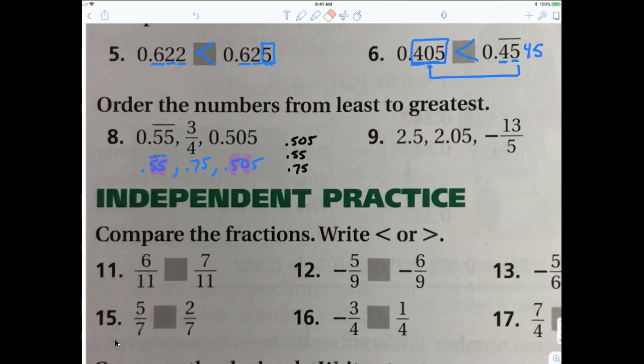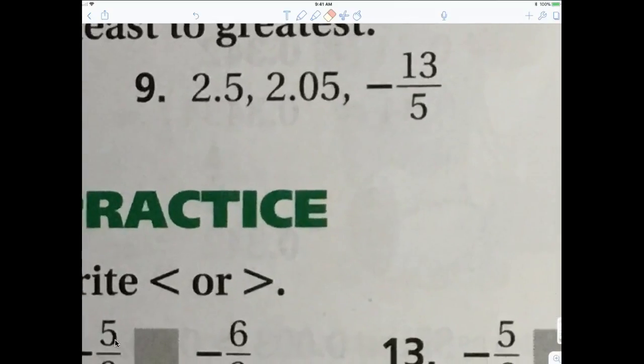All right? Okay, so now, obviously, Bradley, which one's the smallest? The smallest is 2. No, 2.